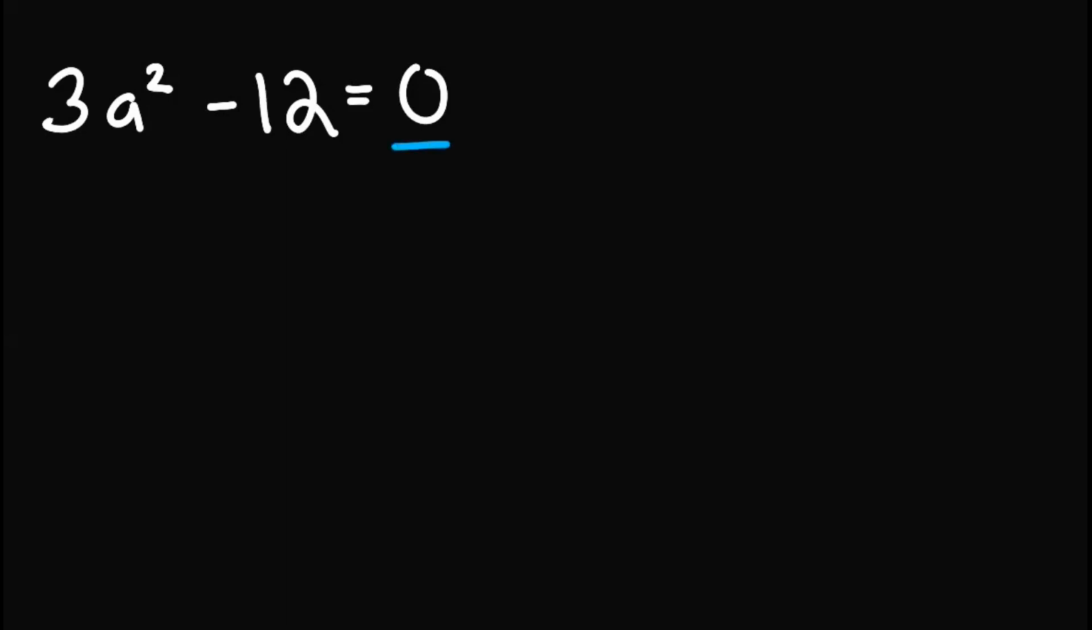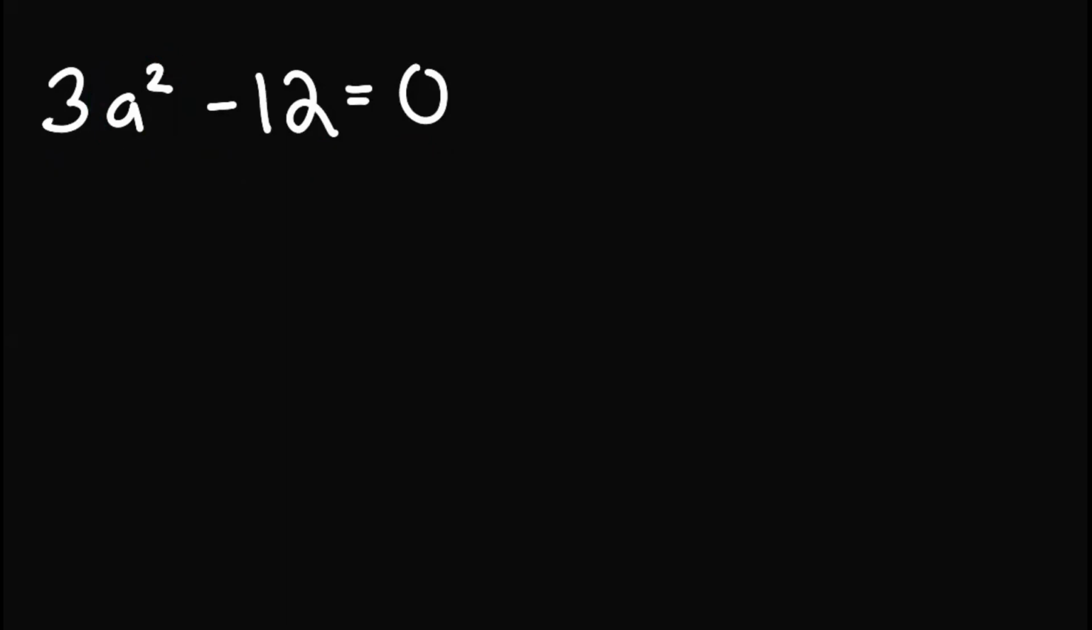Let's go on to our second example. Let's have 3a squared minus 12 equals 0. Again, our goal is to set up the equation like this. So we are good since we have one side to be 0 and the other side to contain the other terms, including the squared variable.